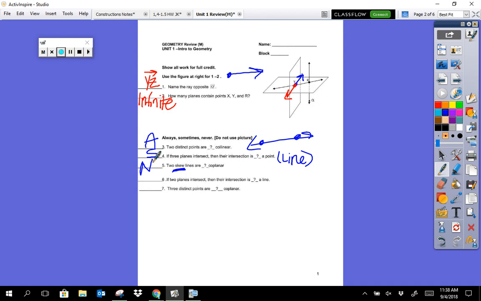Number 6, if 2 planes intersect, then their intersection is always a line. So think about 2 planes that intersect, always at a line. Number 7, 3 distinct points are blank coplanar. Any 3 points can make a plane. So that one's always. 3 points are always coplanar.